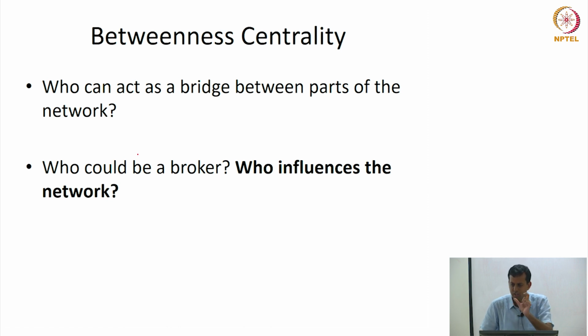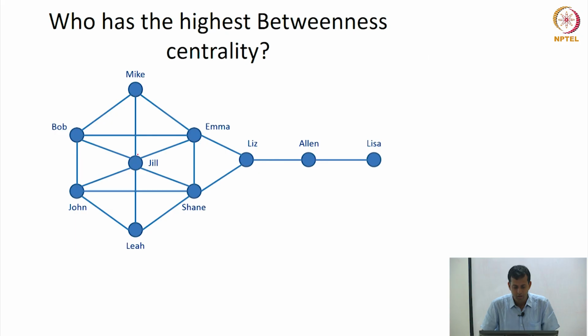But there's another concept, again, Sunoj mentioned all of this, but I'm just going through them again, which is betweenness. So who's a broker? Who influences the network? Which node can I penetrate so that I can actually penetrate different parts of the network? So who do you say has the highest betweenness centrality here? Who could influence multiple parts of this network simultaneously? Possibly someone like Liz, right?